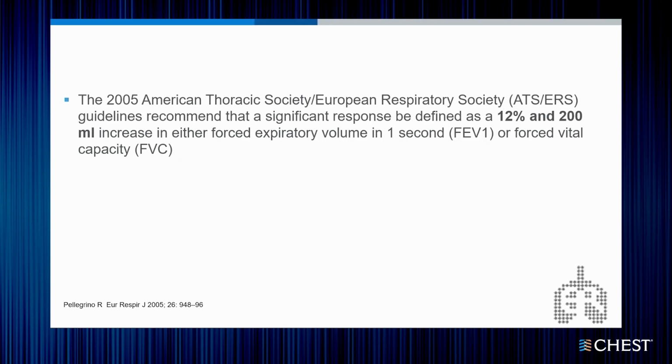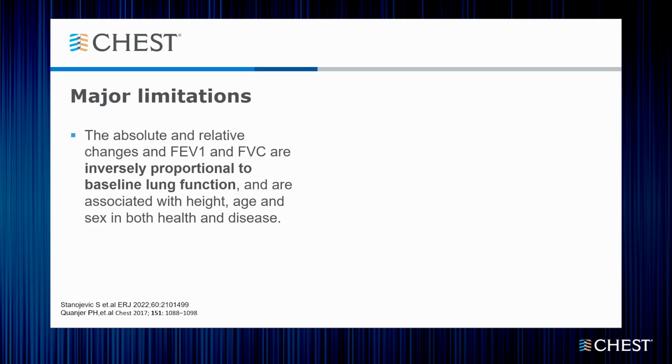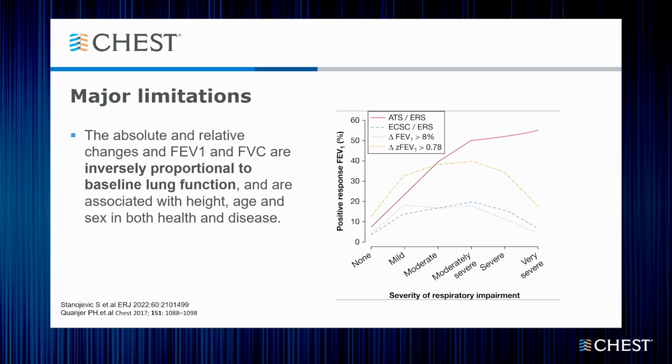If you remember, the 2005 ATS/ERS definition said that a significant response is anything more than 12% and 200 ml, in either FEV1 or FVC. And that's what we've been using for many decades. But the major limitation of this definition was that the absolute and relative change in FEV1 and FVC was inversely proportional to the baseline lung function.